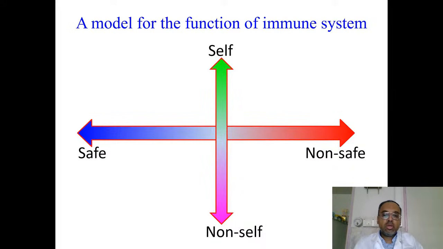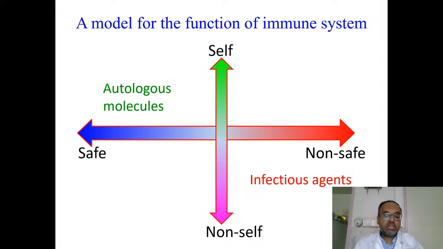We also have a model for the function of the immune system. That is the self, non self, safe, non safe model. What it shows us is that we have self entities which are harmless, and they are located in here, like a lot of different molecules that we have in our own cells. We also have infectious agents, which are located down here, different viruses, bacteria, fungi that cause disease. But we also have neoplastic or injured cells up in here. These are self entities, but they're dangerous, they're non safe.